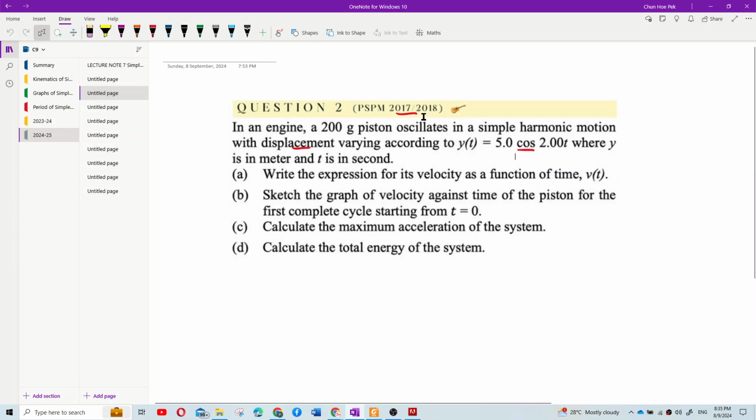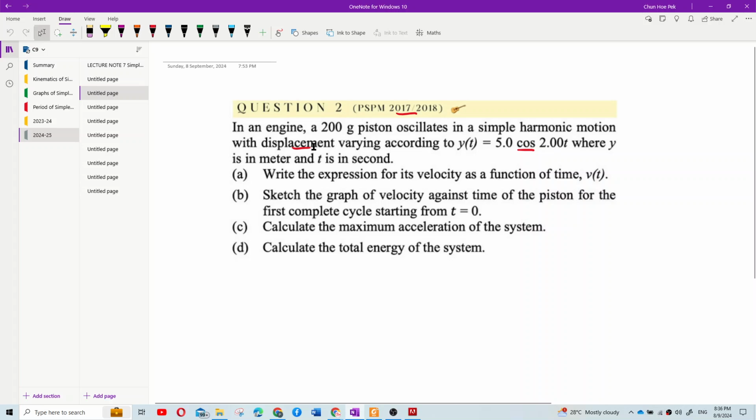Since, I don't remember which year, but our syllabus changed, because now it's 2024. This is already 8 years before, so it's quite long ago. Yeah, this question is quite long ago, but I can show you how to do it also. No problem.